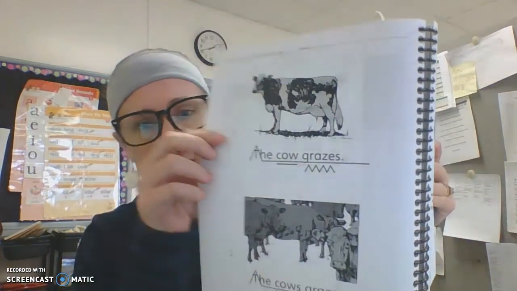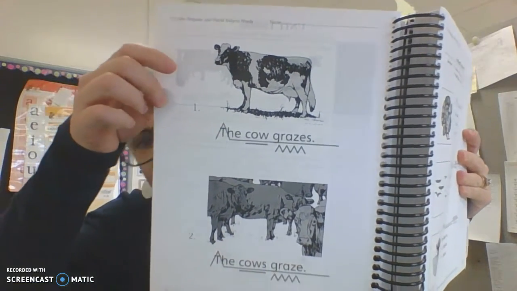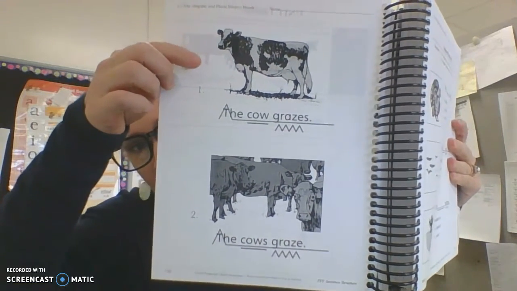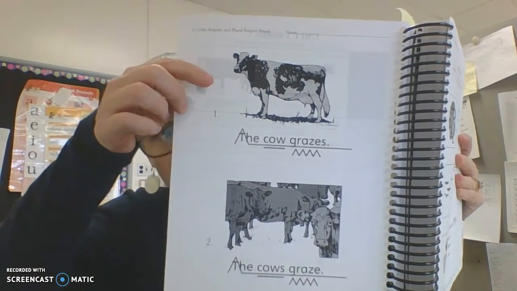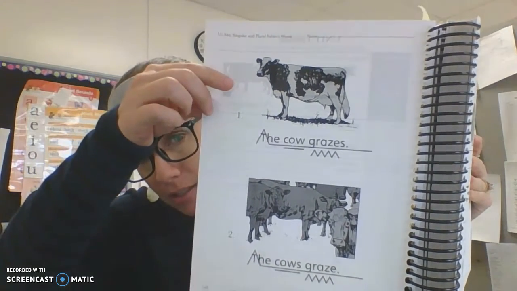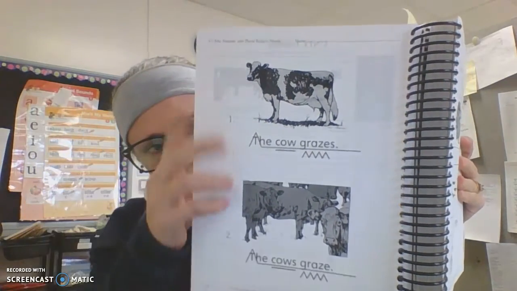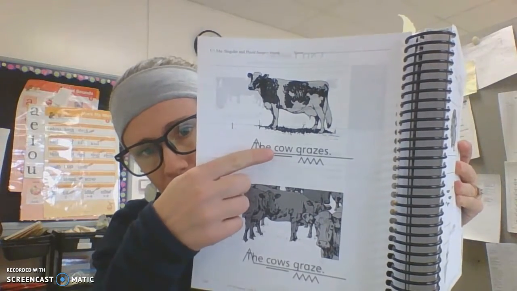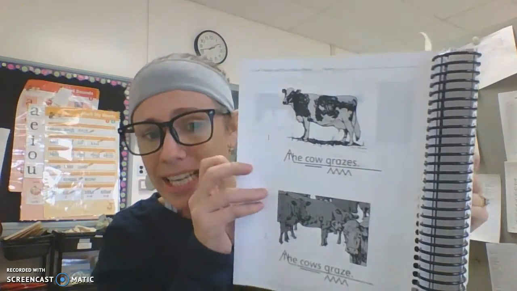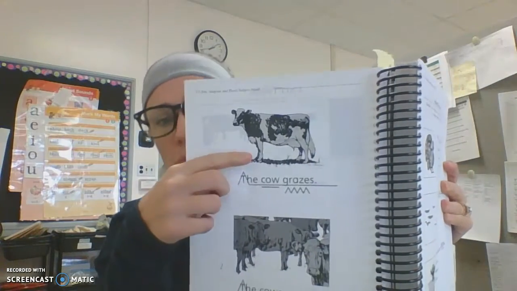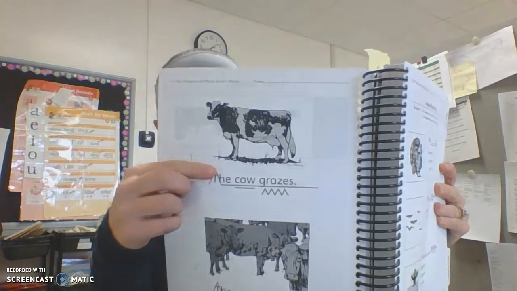Okay, see this picture up here? This one has one subject in it, right? There's just one cow. The sentence under the picture names the cow as the subject. The cow grazes. See how the subject cow is underlined? The subject word is singular. Singular means one. So there's just one subject, one single subject.